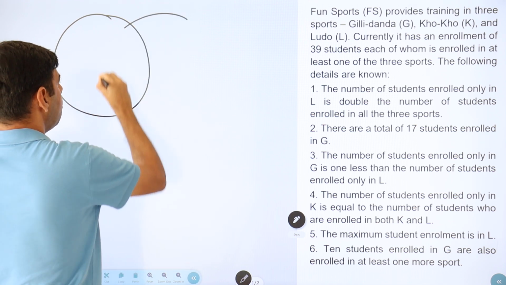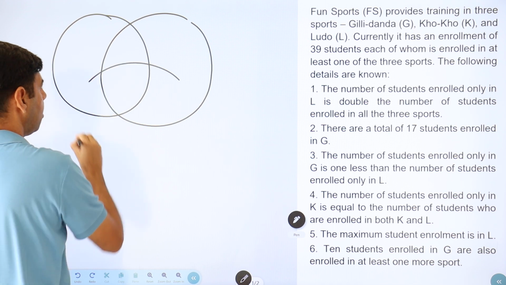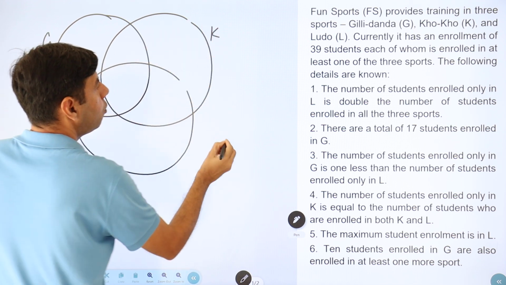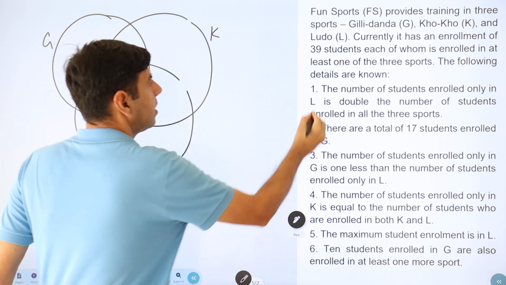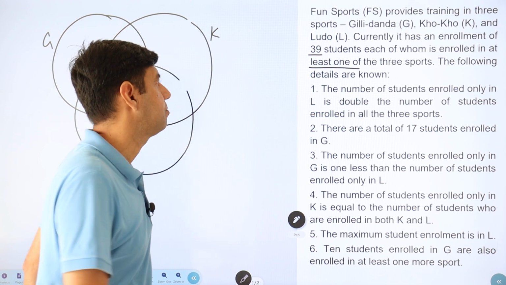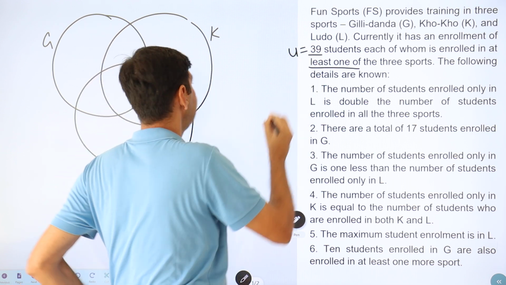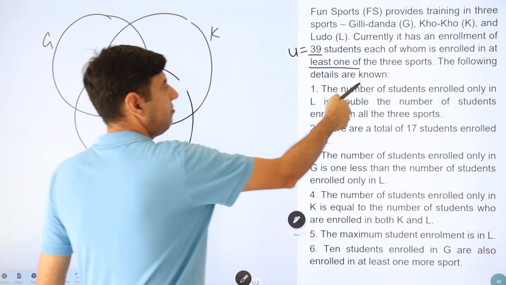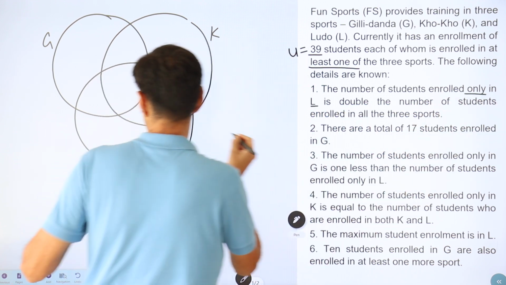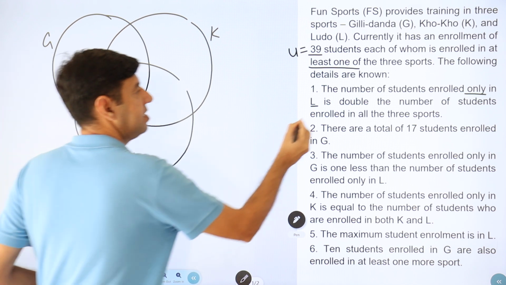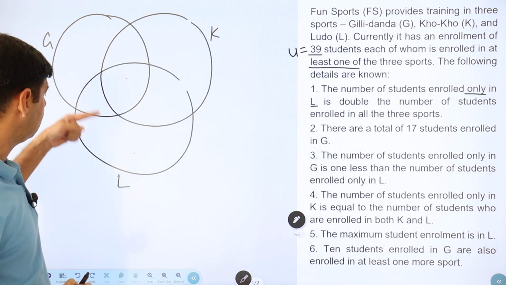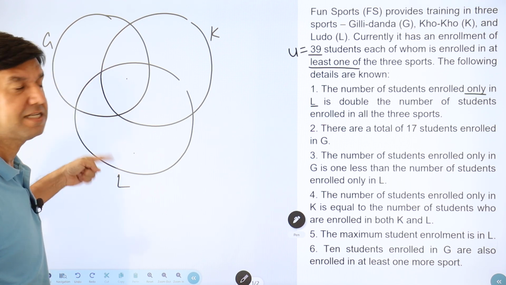So there are 3 sports, one of them is Gilli Danda, G, another is Kho-Kho, K, and one is Ludo, L. There are 39 students, each of whom prefers at least one of the sports. So this is going to be the union, the 39, all of it. The following details are known. The number of students enrolled only in L, so this exclusive region, is double the number in all 3. It's too easy a relation. So if that is X, this is 2X.